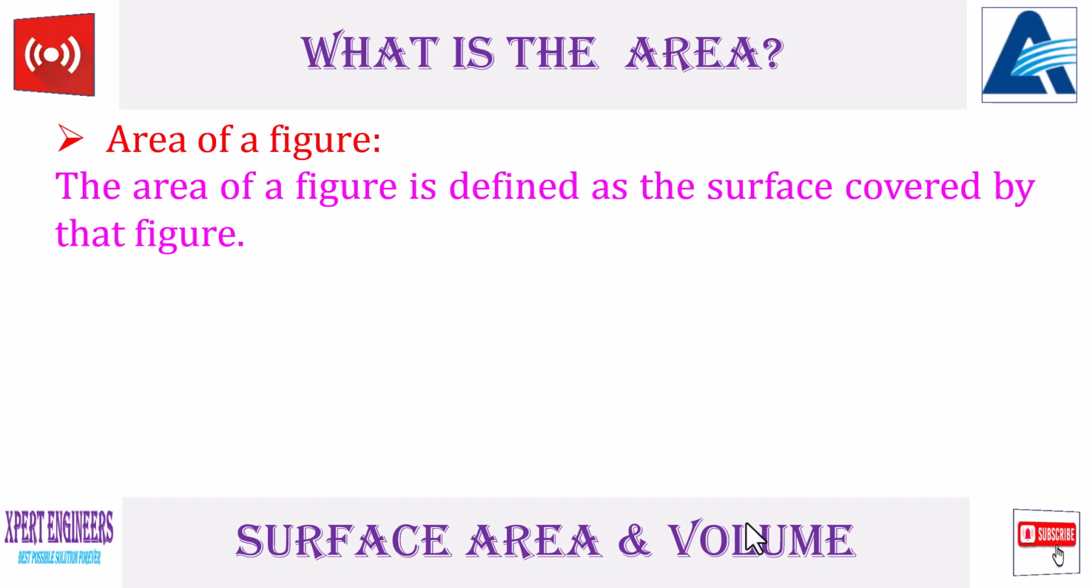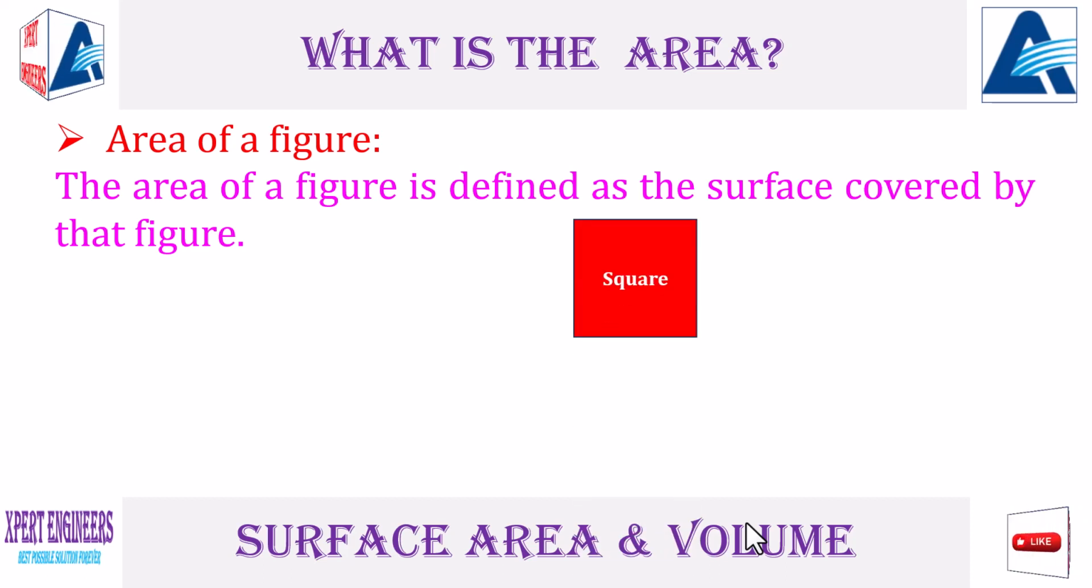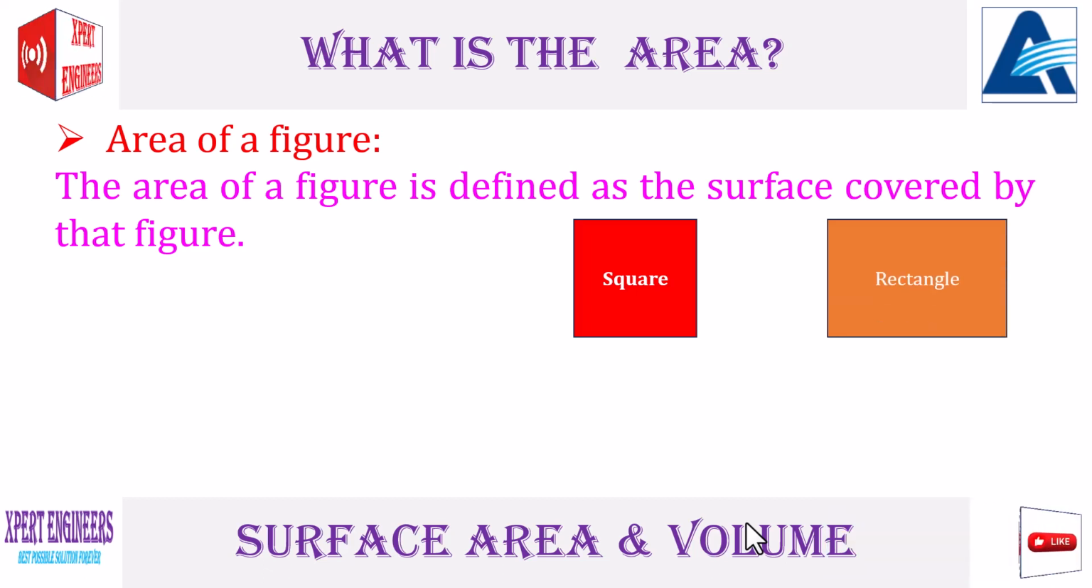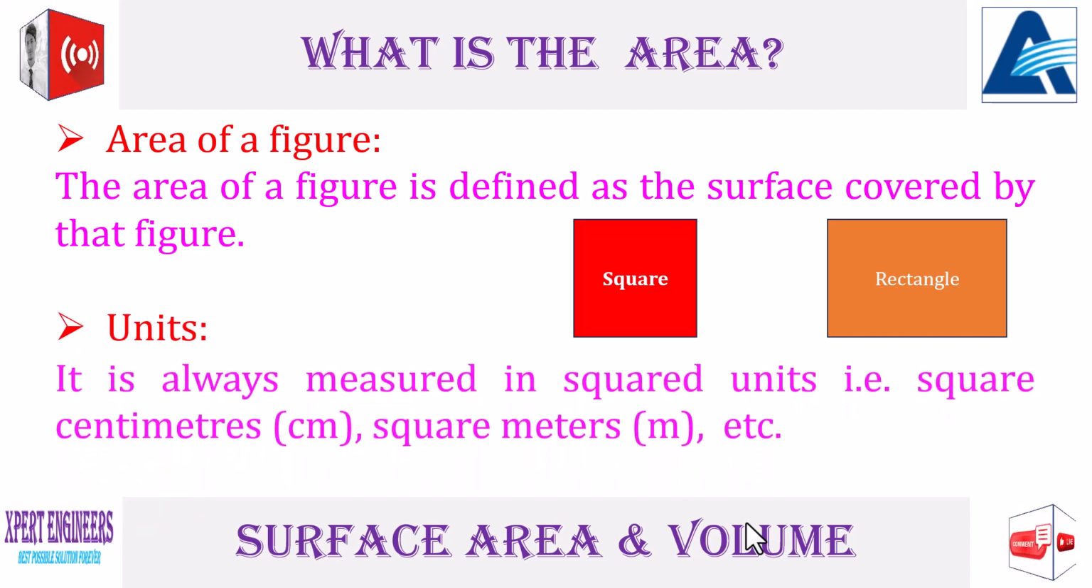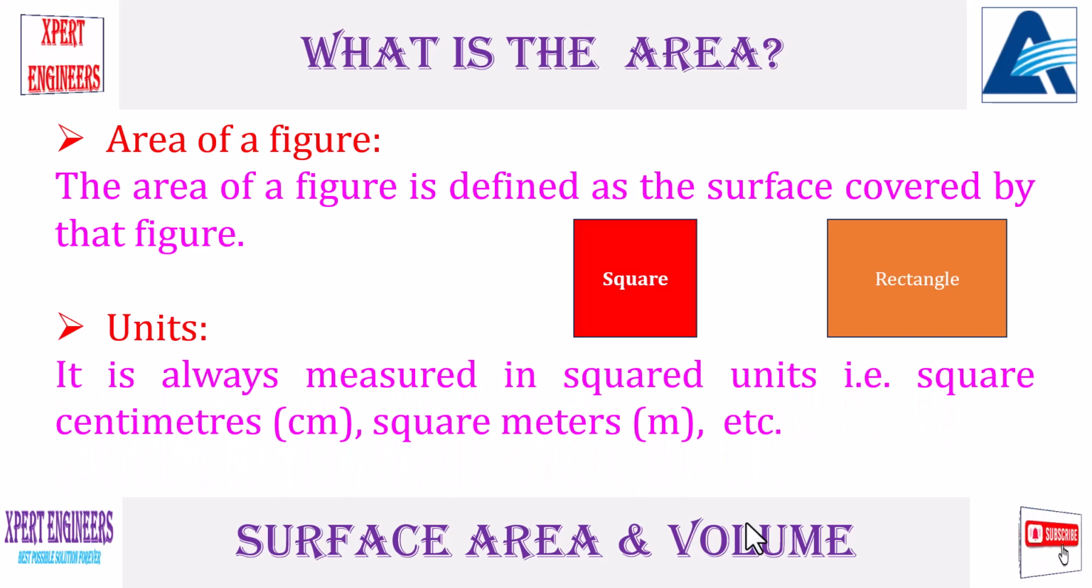Let's explain this. Let's suppose I have this sphere and the surface covered by this sphere on screen is actually its area. Similarly, the surface covered by this rectangle on the screen is actually its area. And what is the unit of area? Area is always measured in square units like meter square, centimeter square, feet square, etc.